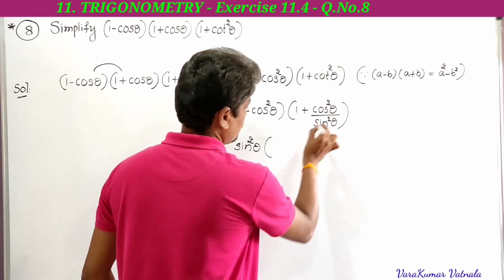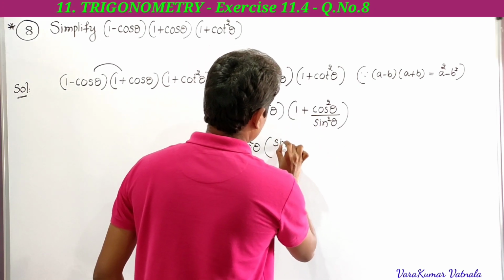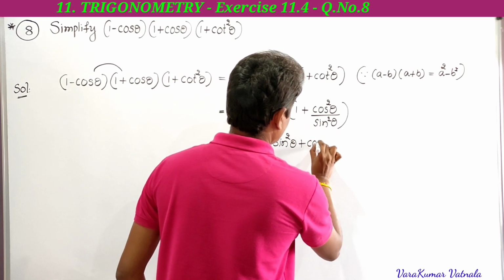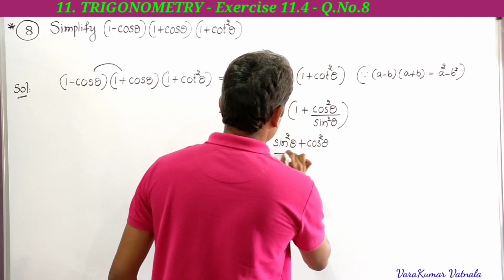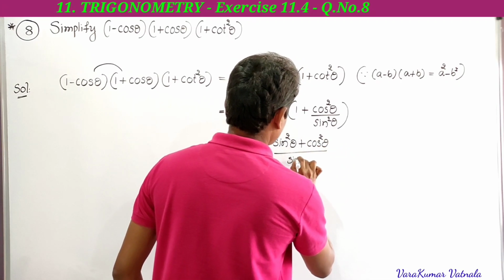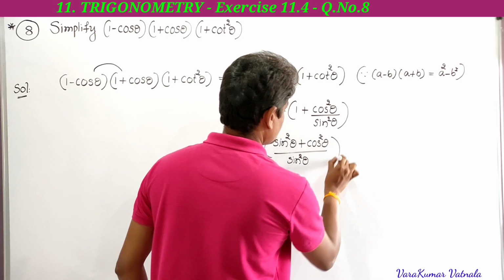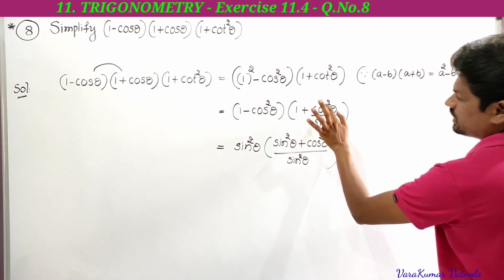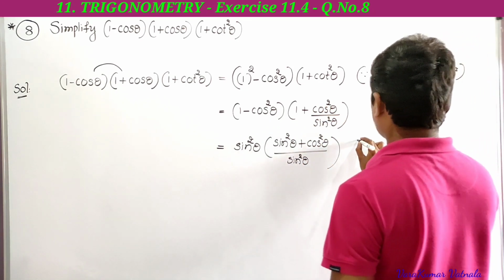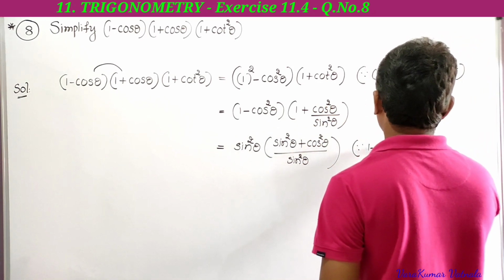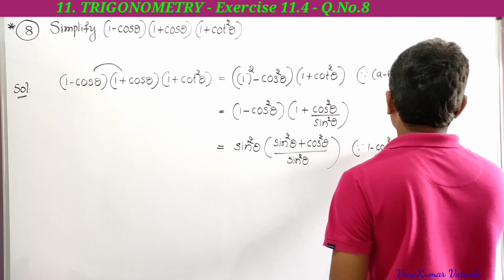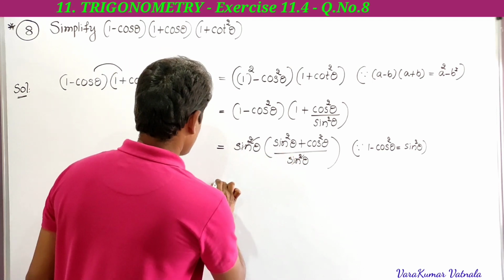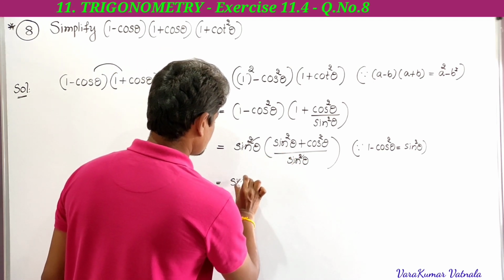So find the LCM here: we get sin square theta plus cos square theta divided by sin square theta. Just as we have found the LCM, sin square theta into 1, sin square theta plus cos square theta by sin square theta. Here we can write 1 minus cos square theta equal to sin square theta. Sin square theta gets cancelled. We have sin square theta plus cos square theta.